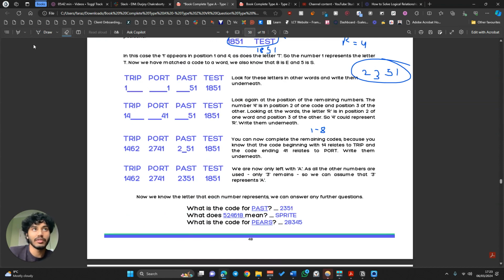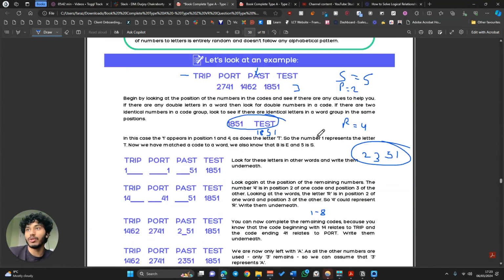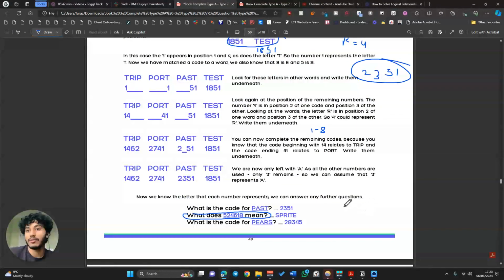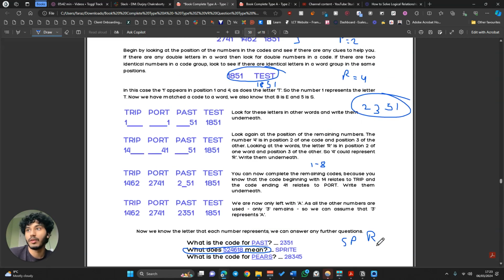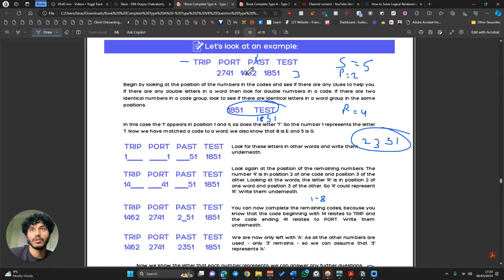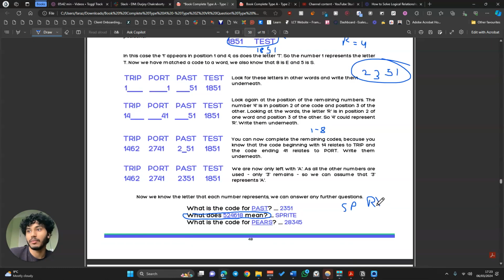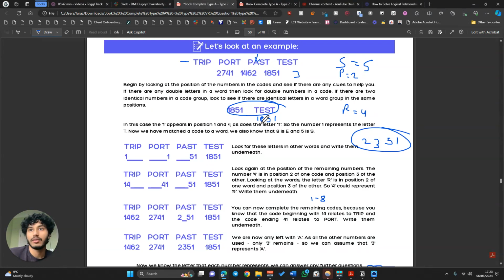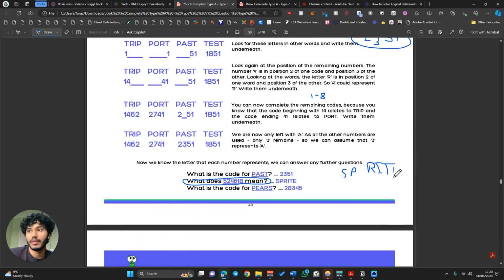If we look at the other 2 questions that they've given us, sprite, what does 5, 2, 4, 6, 8, 6, 1, 8 mean? We could figure that out from our own one. We already know 5 is S, 2 is P, 4 is R, what was 6? 6 was I, yep, 6 was I, 1 was T, and 8 was E, as you can see here. That's how they got to sprite from this, and they'll do this exact same thing with this.